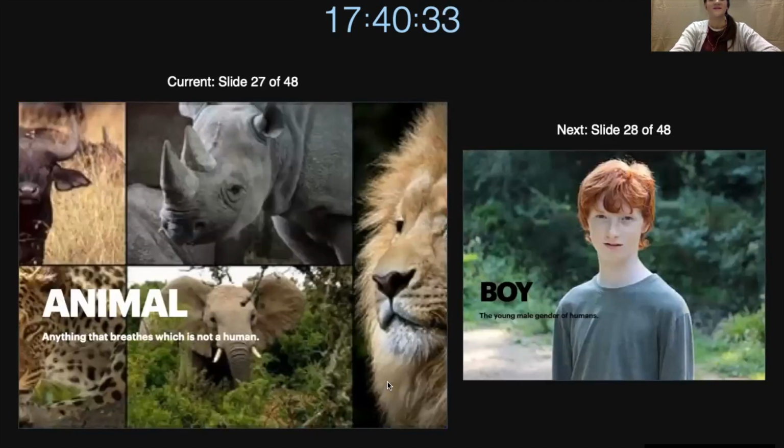Next one is animal. Animal refers to either this one, or this one. So I can see 5 animals. 1, 2, 3, 4, 5. These animals are different. They are not the same. So therefore, we group them together and we say they are animals. But each of them have their own names to be specific.